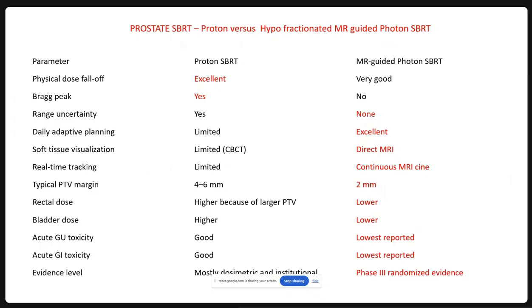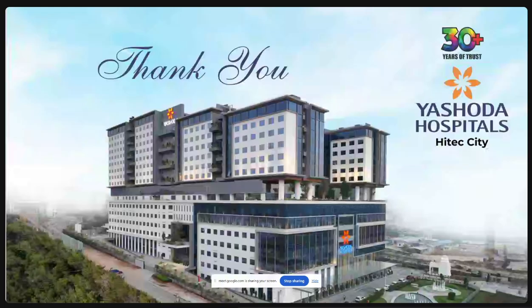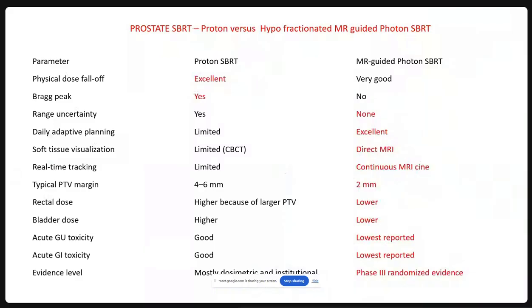So that shows that the proton is definitely very good, no doubt on that, but MR also has its own role and can match up to that level. It can give you a distribution which, compared to the proton, is similar, where the same patient going for proton will also get a similar one. But the advantage here is the gating, you have a lesser margin, so definitely toxicity is lesser.